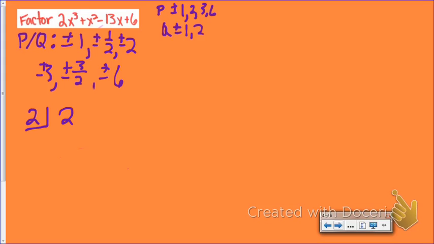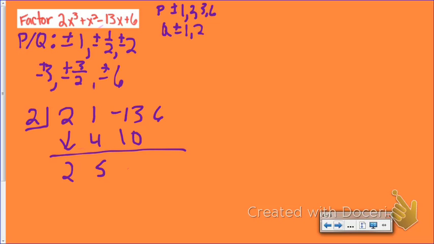So I'll have 2, 1, negative 13, and 6. I'm going to bring down the first number, multiply, and add, multiply, and add, multiply, and add, and I do get 0 as a remainder. So what that means is that 2 is a 0 of this function, which also means x minus 2 is a factor.